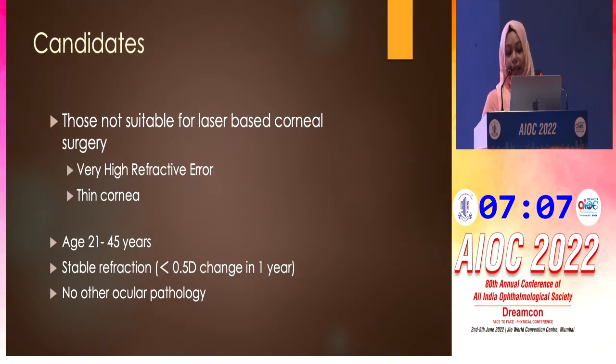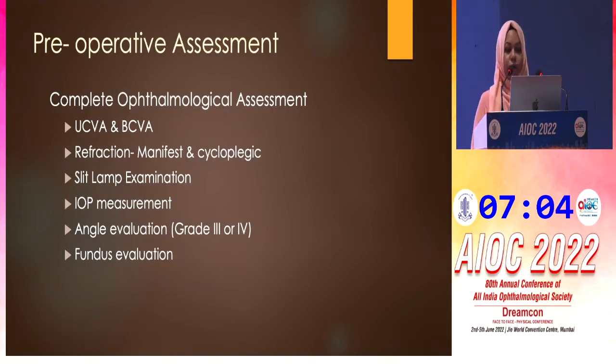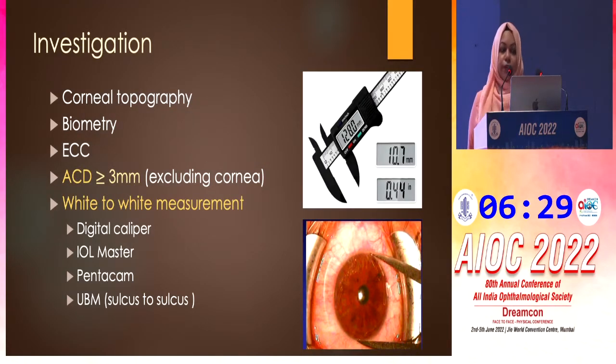Once we have selected our candidates, we'll go for the preoperative assessment. We need to do a complete ophthalmological assessment, which includes uncorrected and best corrected visual acuity. We'll have both the manifest and cycloplegic refraction, and slit lamp examination. IOP measurement is important because if it's high, we would avoid ICL. Two more important things are the angle evaluation, because we need an open angle for ICL, and in the fundus, we need to check the periphery for any lesion and correct it before going for the ICL surgery.